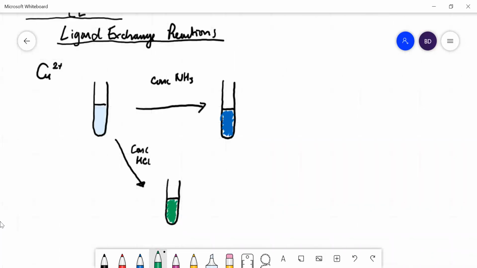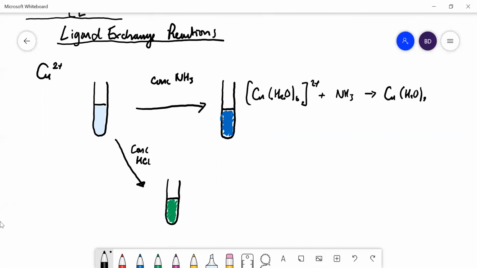So with this one, what happens is you get copper H2O 6 2+, and when you add ammonia to it, you push out some of the water molecules, and you end up with Cu(H2O)2. You leave 2 behind, and 4 are replaced by ammonias. So the charge on it is still 2+. To balance that, I'm going to have to put a 4 there.